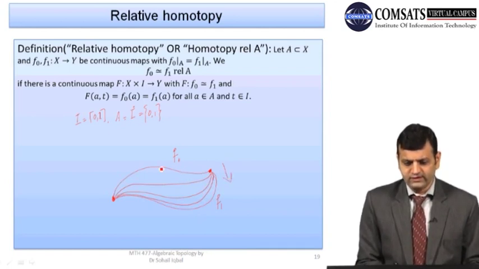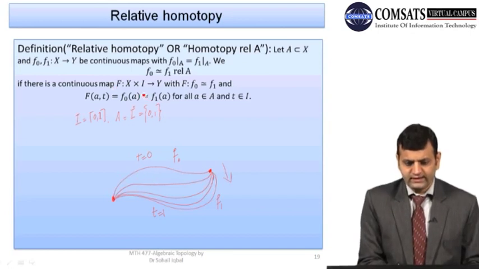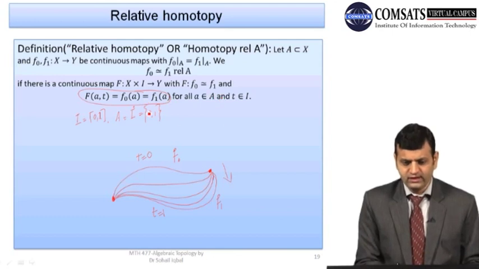Okay, so in other words we can say that at time t is equal to 0 we have f0, and at time t is equal to 1 we have f1. Okay, and so the point is, for each and every value of the time t, these values are the same for each and every a. So in this case a is equal to 0 and 1, so let's take this small a to be 0.